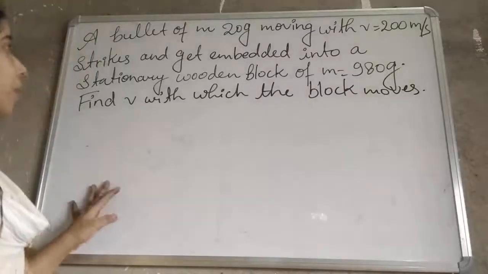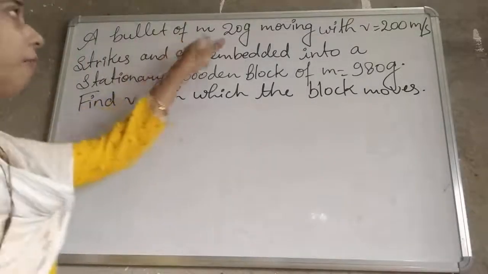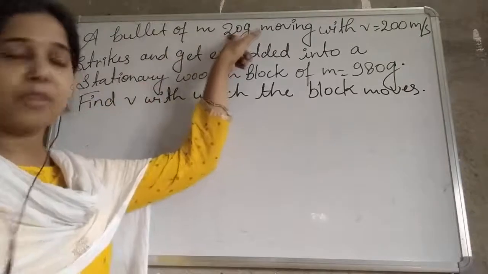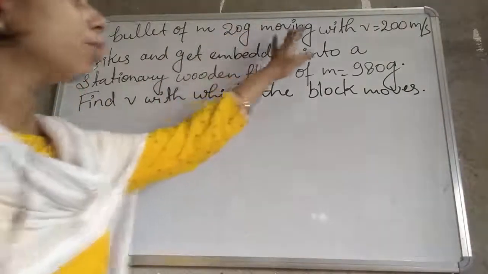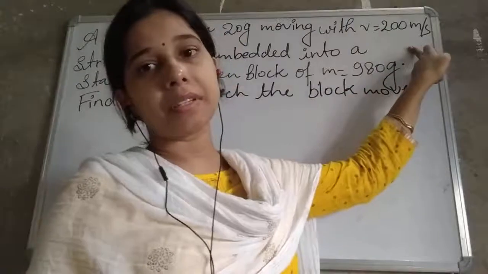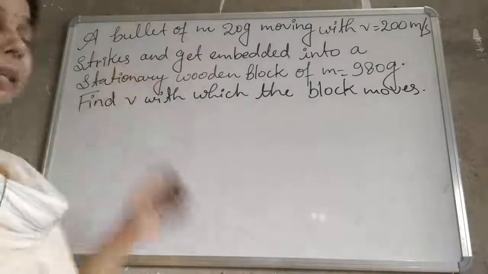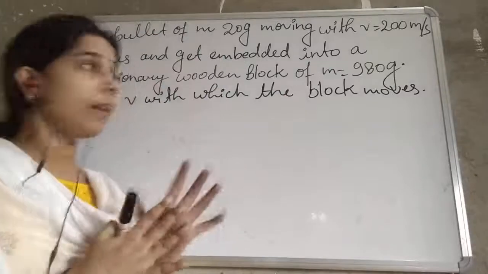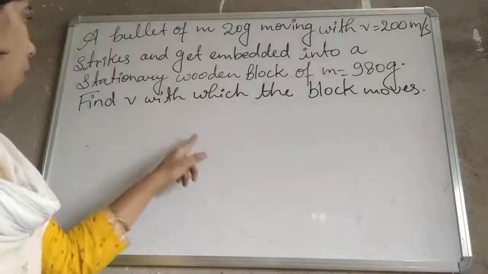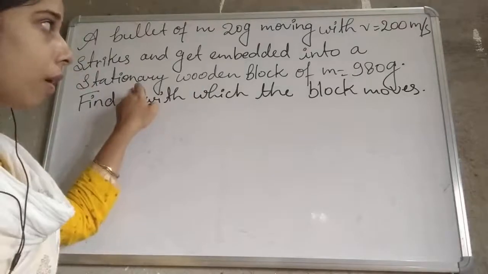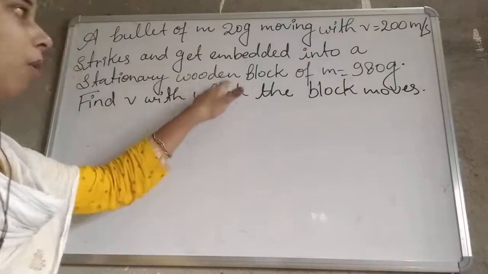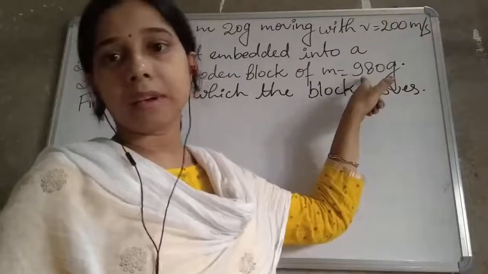Now see another question. A bullet of mass 20 gram is moving with the velocity 200 meter per second. It strikes and gets embedded in a stationary wooden block. The stationary wooden block's mass is 980 gram.